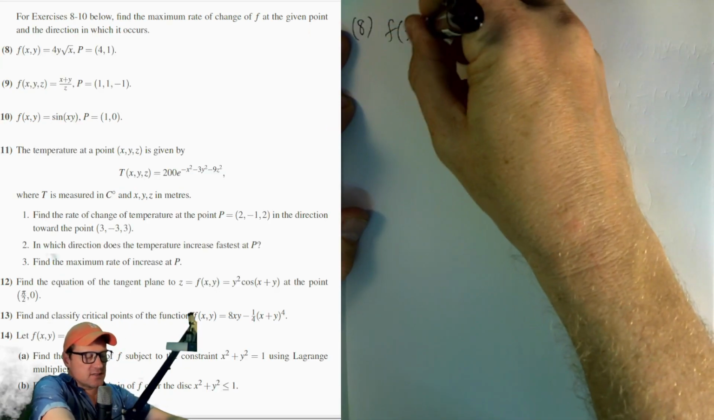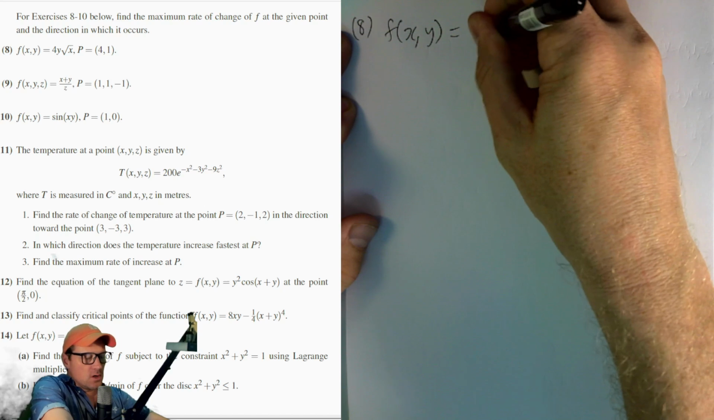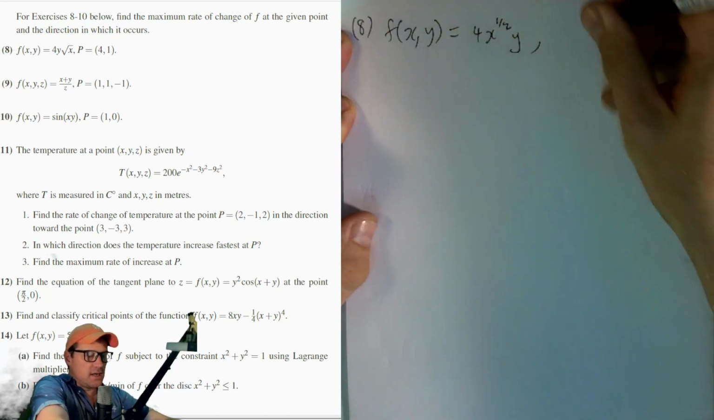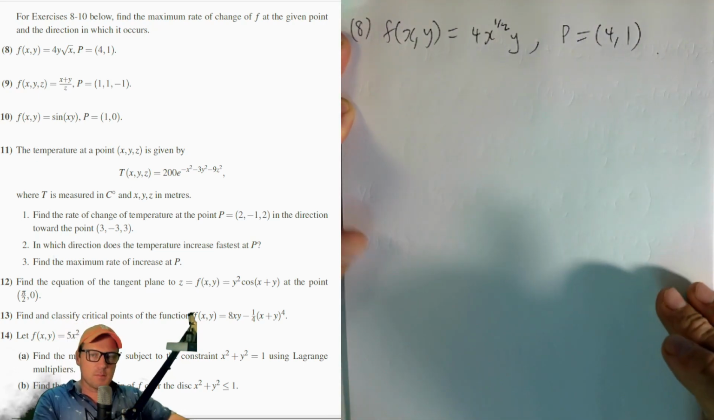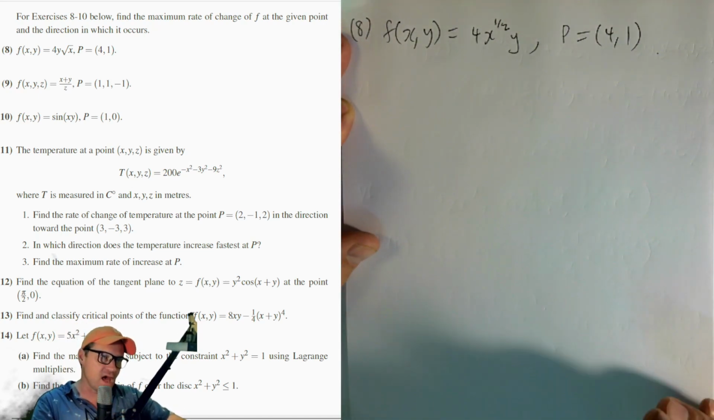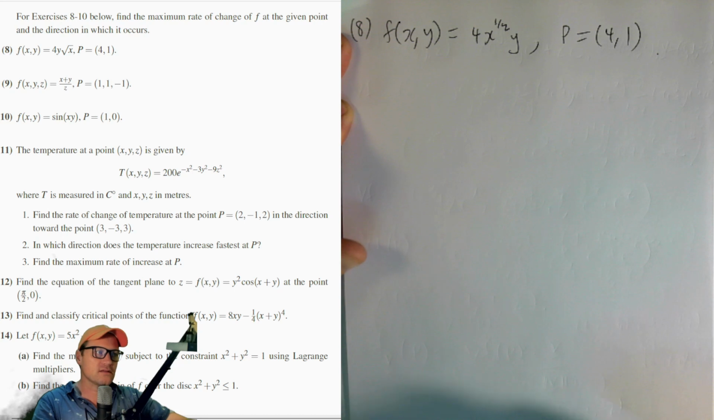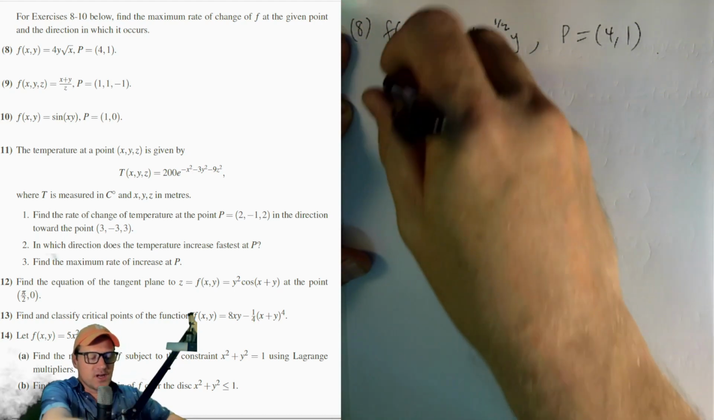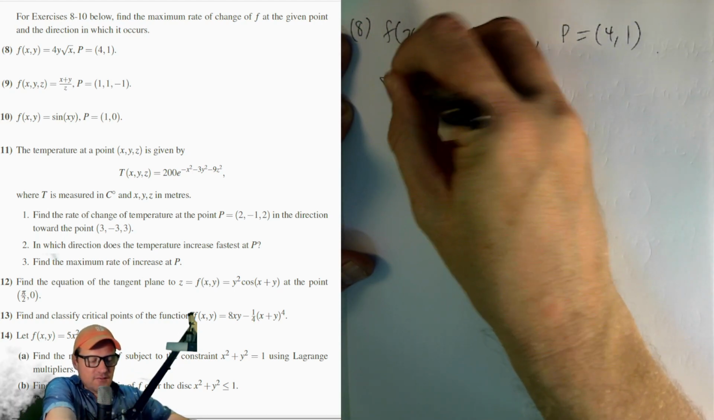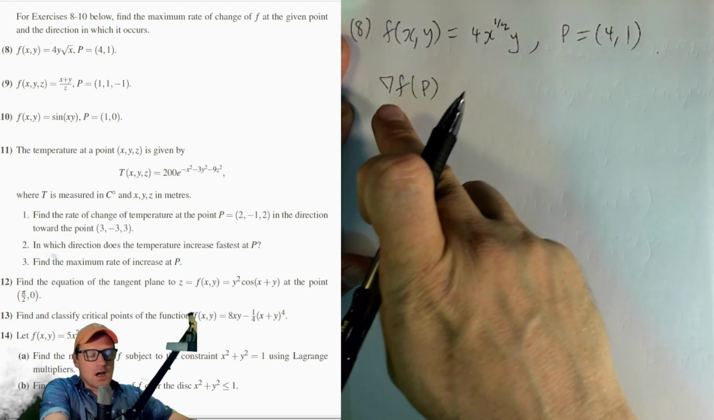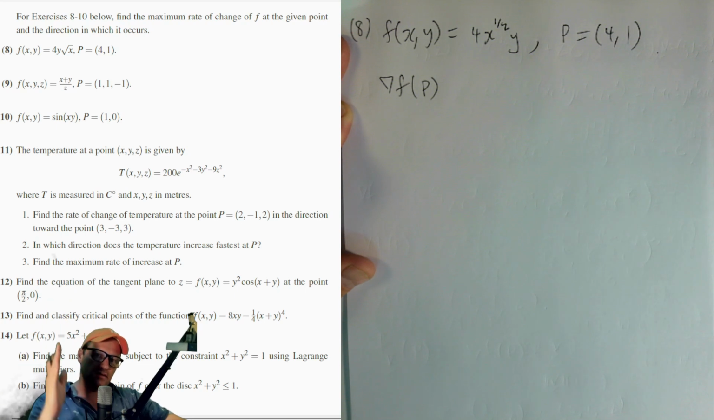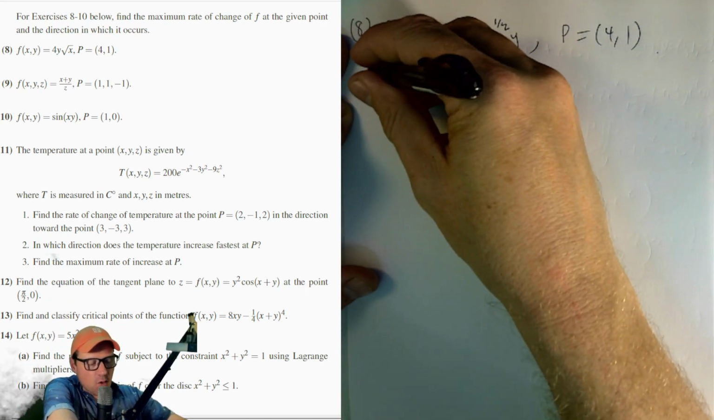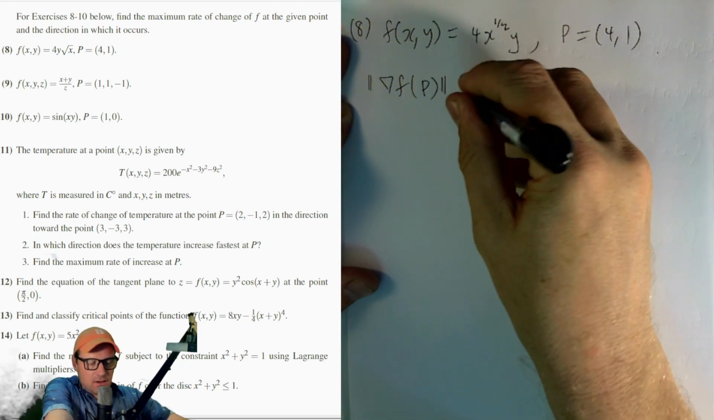We have a function of x and y given by 4x to the 1/2 times y and a point P, which is 4, 1. And so this question asks, find the maximum rate of change of f at the given point and the direction in which it occurs. So what we want to calculate here is grad f at p. This gives the vector in which we should go to ascend that surface most rapidly, but the maximum rate of change of f is the norm of that, okay? And so let's calculate this.